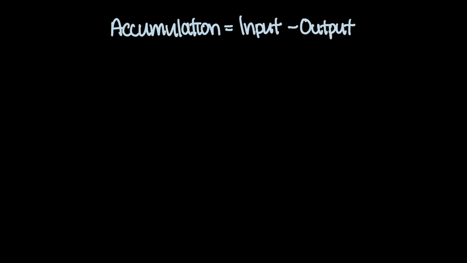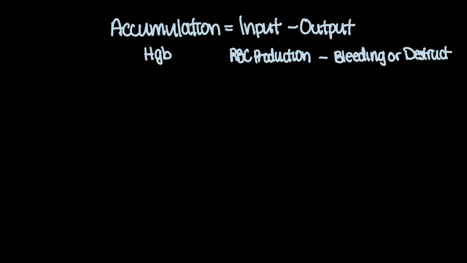And first, we're going to start off with a common theme in medicine where a lot of things can be explained by a thought process of accumulation equals input minus output, where accumulation in this case would be the hemoglobin molecules, and that depends on the level of red blood cell production, as well as the output, which would be any kind of destruction of red blood cells or any bleeding, so regular just loss of red blood cells.